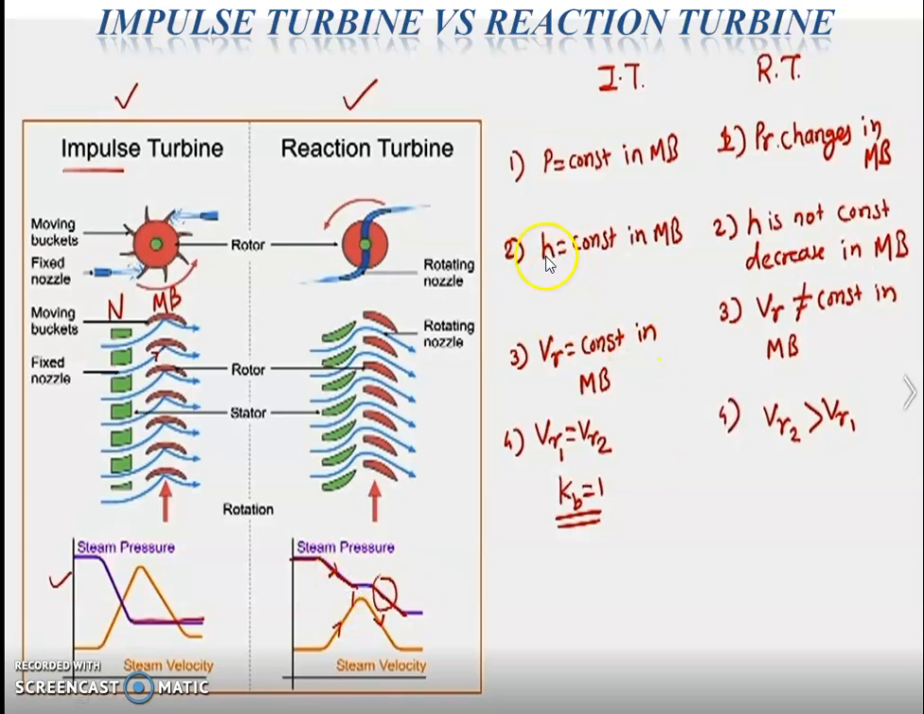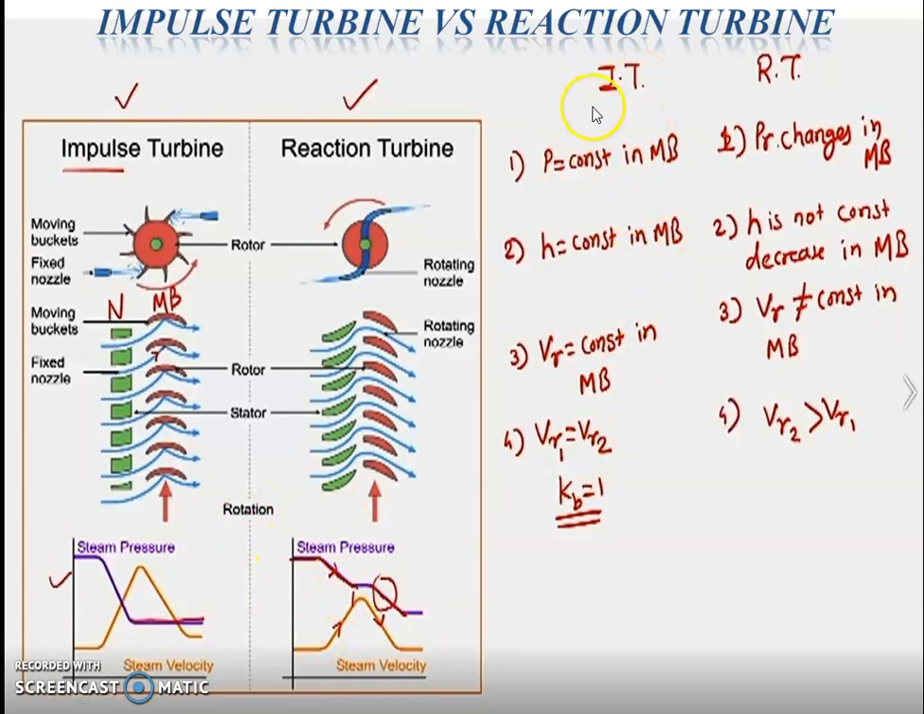The second point: the enthalpy is constant in the moving blade of the impulse turbine, but in the reaction turbine, there is 50% enthalpy drop in the nozzle section and 50% enthalpy drop in the blade section. The enthalpy is not constant; it decreases in the moving blade. The impulse turbine I already explained.